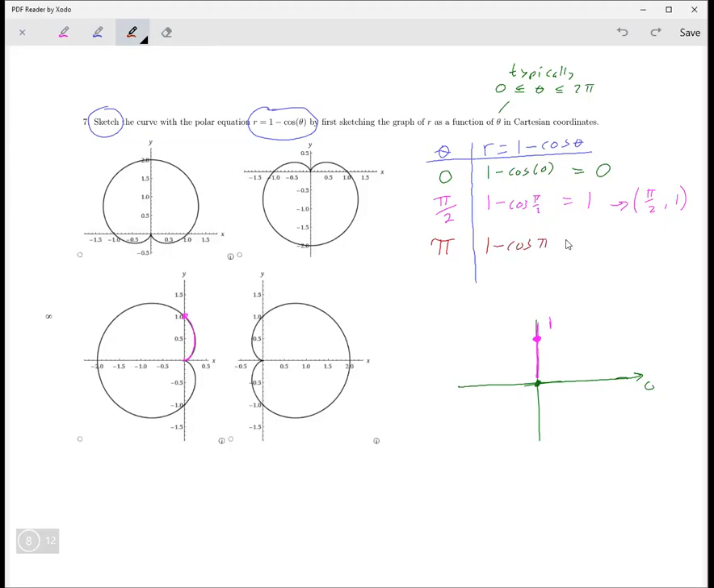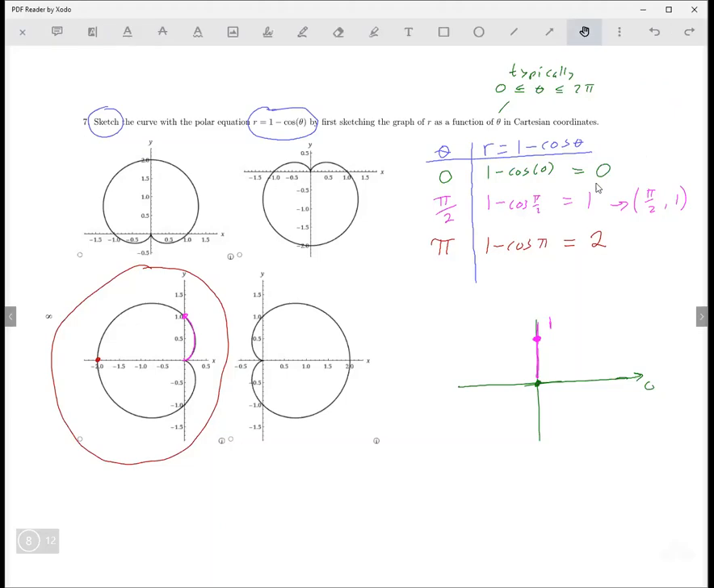Now cosine pi is -1, so this is 1 minus -1, which is 1 plus 1, which is going to be 2. So here you're all the way out at 2 at this point. As you go from pi over 2 to pi in these angles, your r is getting larger and gets to 2. And then as you come down here, it gets smaller again and goes down. So this is going to be your graph. It's a nice Valentine's thing. It's called the cardioid, by the way.